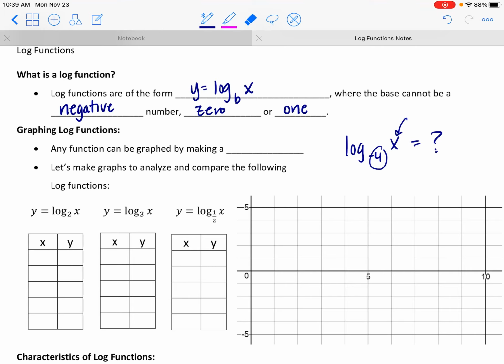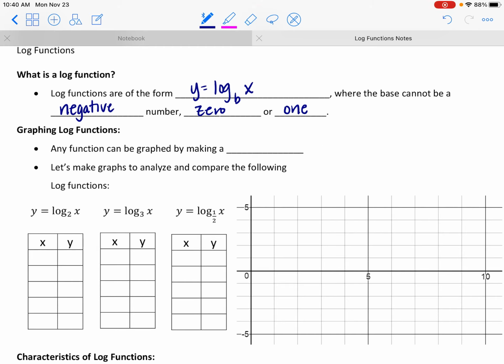I can't raise 0 to a power and make it equal to any number. I can't raise 1 to a power and make it equal to any number. So those restrictions keep our base from being negative or 0 or 1.